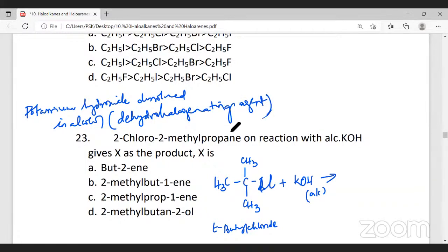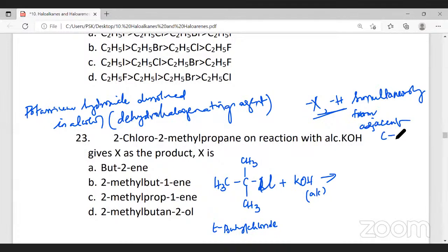What do you mean by dehydrohalogenation? Removal of halogen and hydrogen simultaneously from the adjacent carbon atoms. That means hydrogen and halogen will be eliminated from the neighboring, adjacent carbon atom.